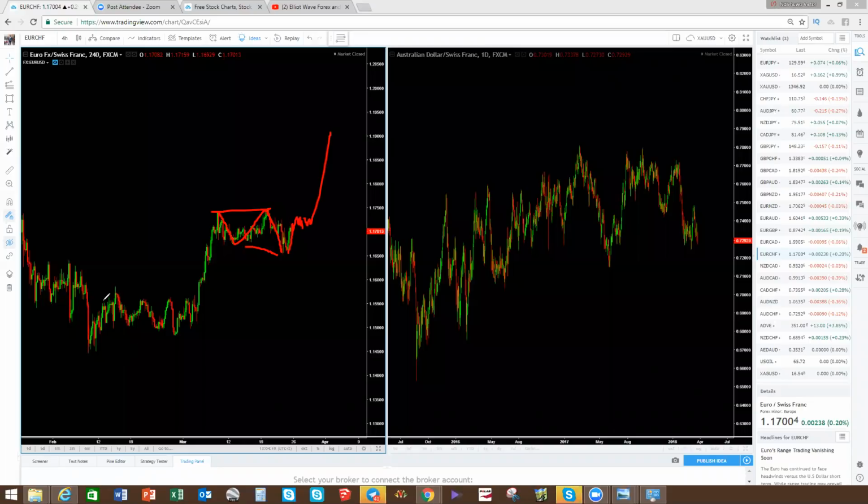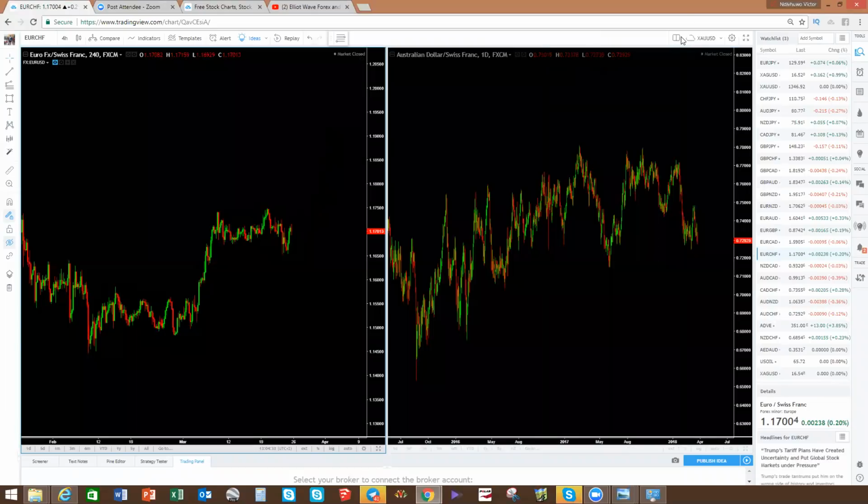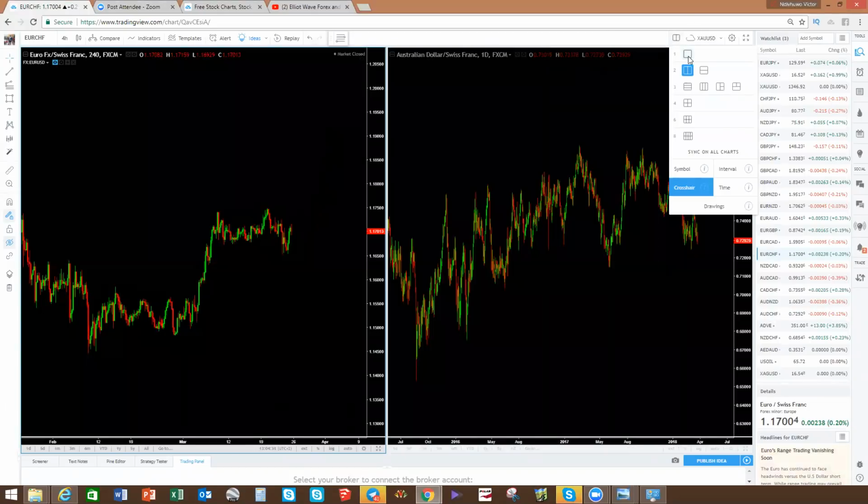It's already giving you a 1, 2, 3, 4, and then we're getting a 5 here. You need to get this fifth wave. So that's what you're looking for in the next week for EURCHF. And all of the other CHF pairs, they look exactly the same.